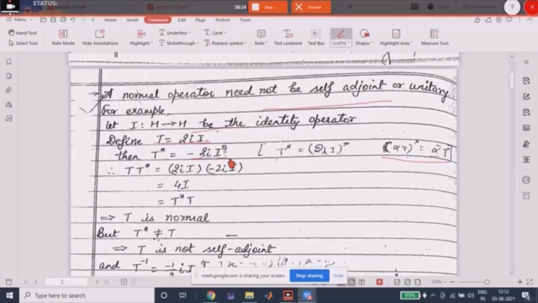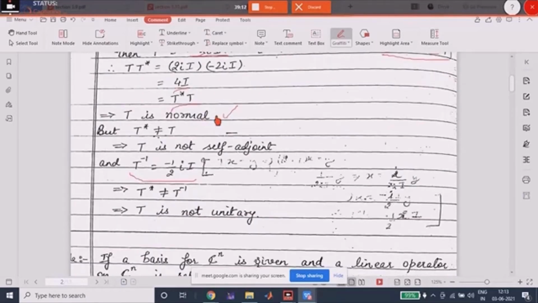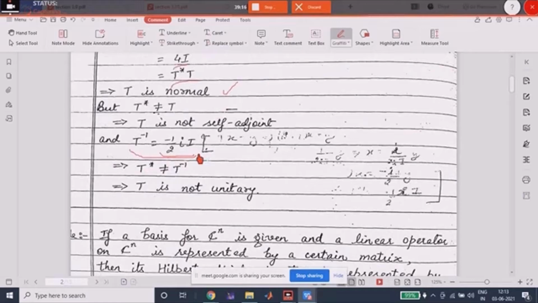Now, for example, if we consider the identity operator from H to H, and we consider T is equal to 2i into I, then T star, by the property of adjoint, would be minus 2i into I, because the conjugate comes out for the constant, right? And the conjugate of 2i is minus 2i. So therefore T star T equals T T star and T is normal.